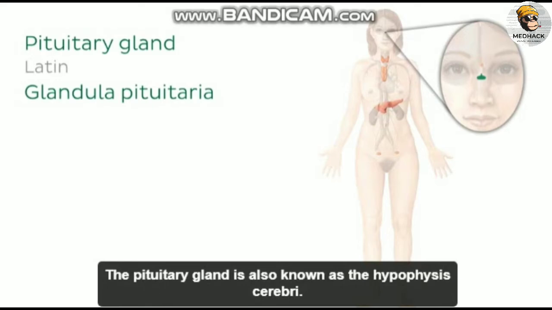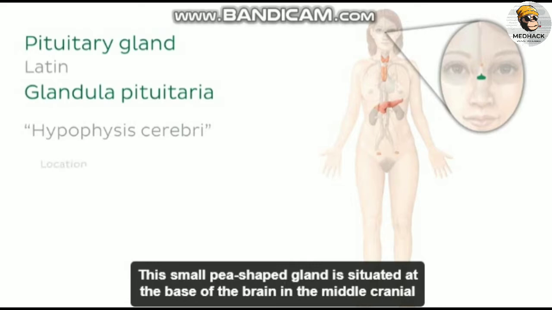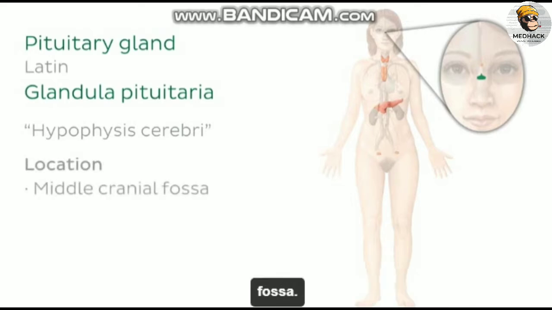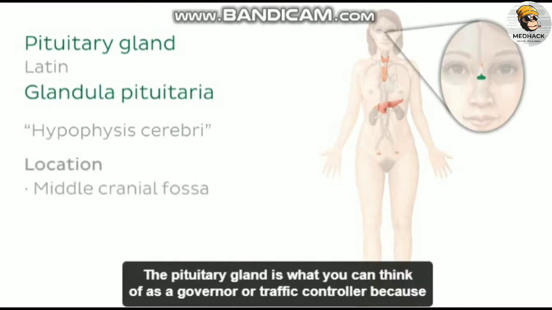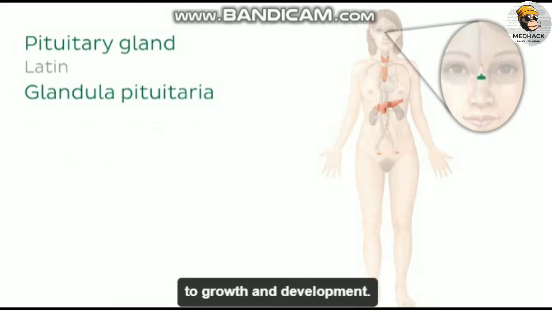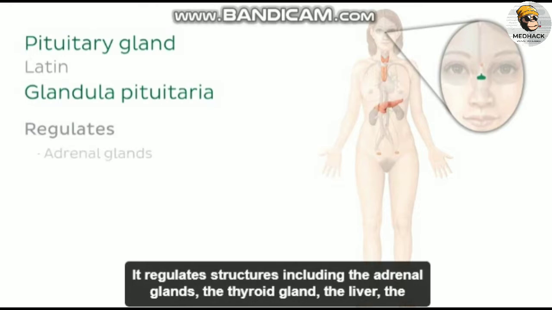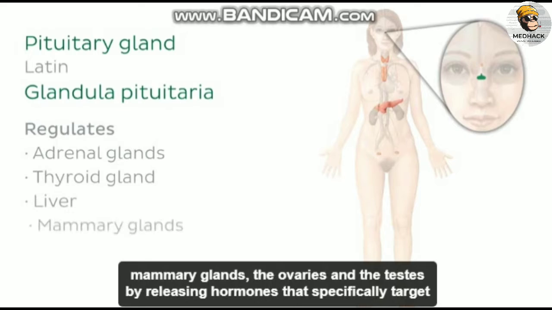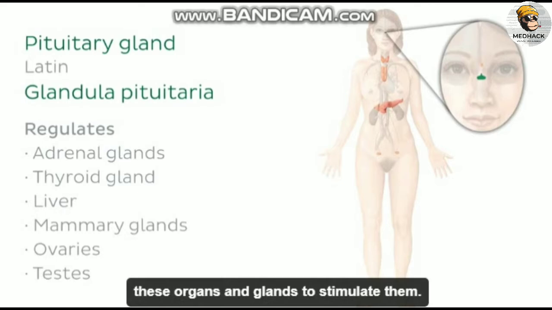So we just saw that the hypothalamus works closely with the pituitary gland. The pituitary gland is also known as the hypophysis cerebri. This small pea-shaped gland is situated at the base of the brain in the middle cranial fossa. The pituitary gland is what you can think of as a governor or traffic controller, because it's responsible for regulating some major glands that release hormones that are integral to growth and development. It regulates structures including the adrenal glands, the thyroid gland, the liver, the mammary glands, the ovaries and the testes, by releasing hormones that specifically target these organs and glands to stimulate them.